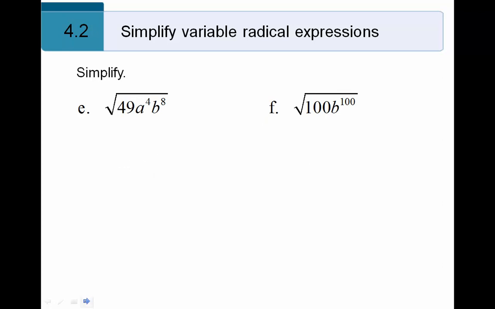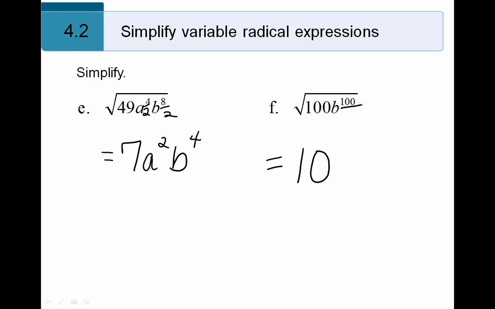The square root of 49 is 7. The square root of a to the 4th is a squared. The square root of b to the 8th is b to the 4th. The square root of 100 is 10. The square root of b to the 100th is b to the 50th.